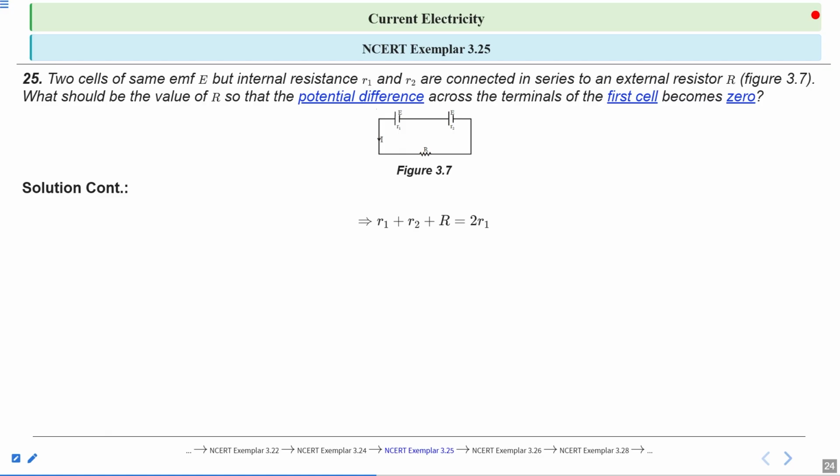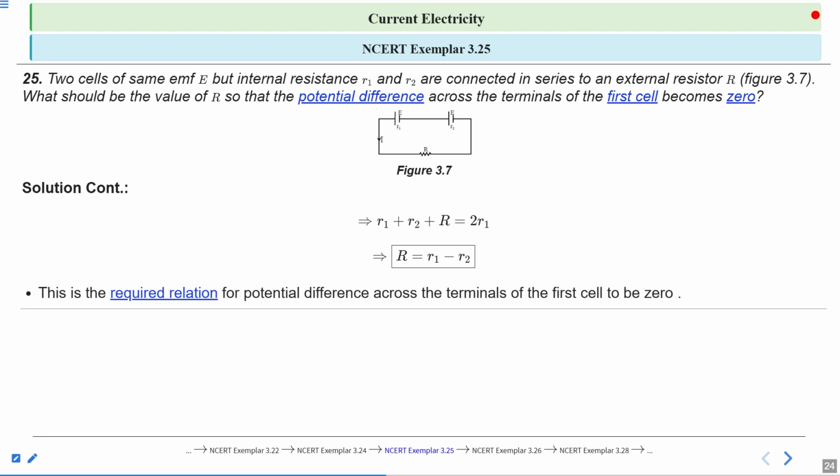So after rearranging the equation, R1 plus R2 plus capital R become equal to 2R1. And we will get the condition for potential difference across the terminals of the first cell becomes 0. This condition will be achieved when capital R is equal to R1 minus R2. When external resistance become equal to difference of internal resistance of both the cells. So this is the required relation for the potential difference across the terminal of the first cell to be 0.